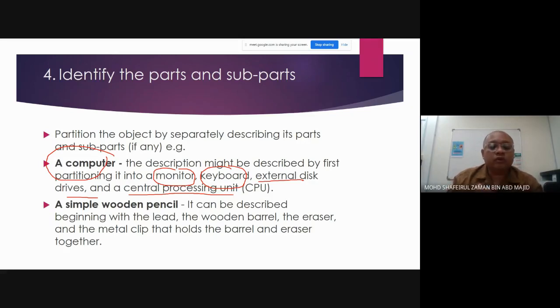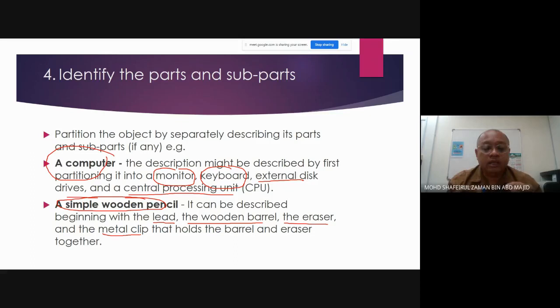If you're going to describe a simple wooden pencil, you can put it into several parts. For example, the lead, part number one, the wooden ferrule, part number two, the eraser, part number three, and then the metal clip, which is going to be the fourth part of the wooden pencil.